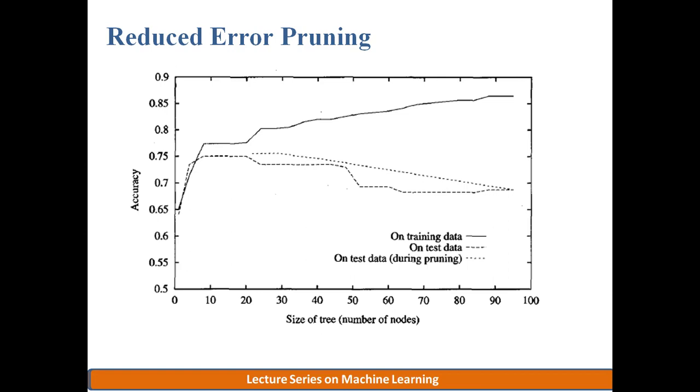Now using a separate set of data to guide pruning is an effective approach, provided a large amount of data is available. The major drawback of this approach is that when data is limited, withholding part of it for a validation set reduces even further the number of examples available for training.